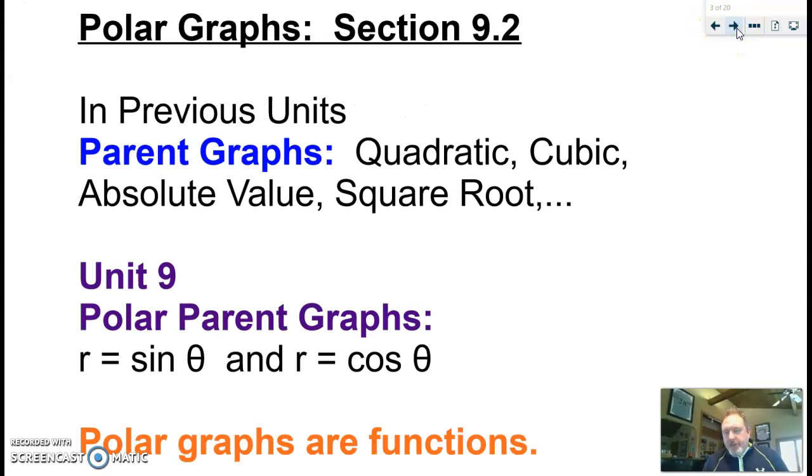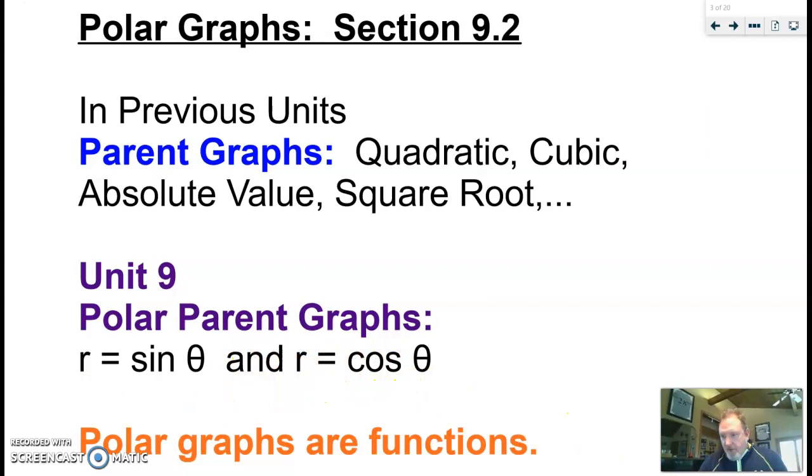Okay, polar graphs. We're used to parent graphs. We've seen this in the past where we've dealt with quadratic functions, absolute value, cubic functions. You've seen all of those. For polar graphs, our base unit is going to be r equal to sine theta and r equal to cosine theta. You see that right here.